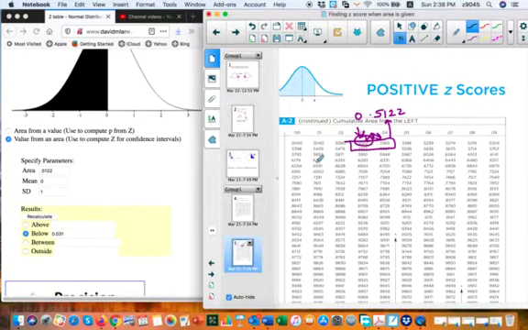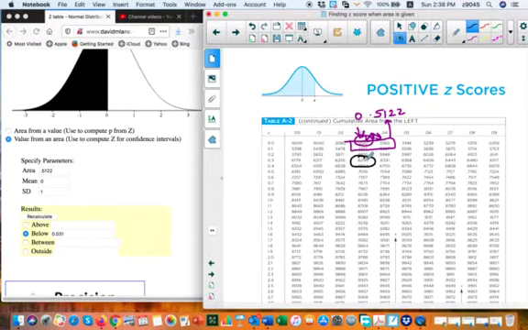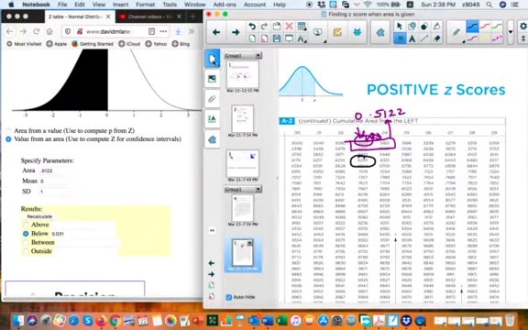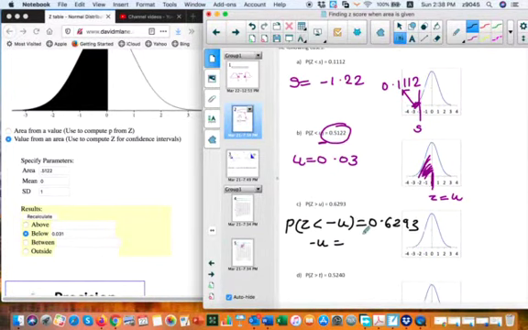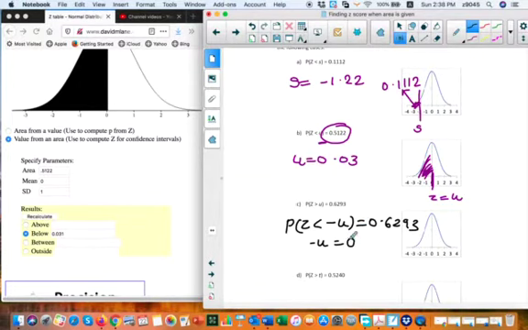0.6293 is here, which corresponds to 0.33. So we have the value of minus U as 0.33.